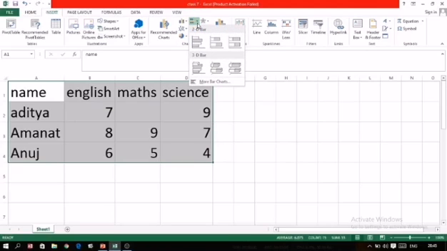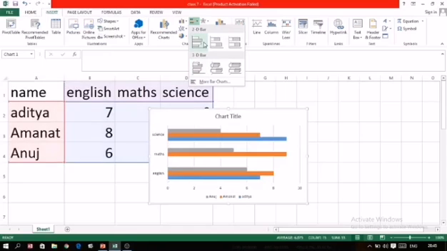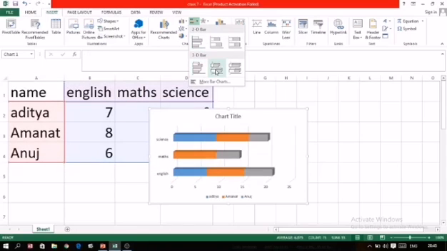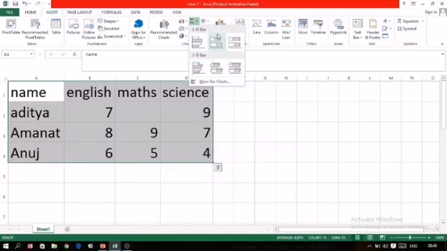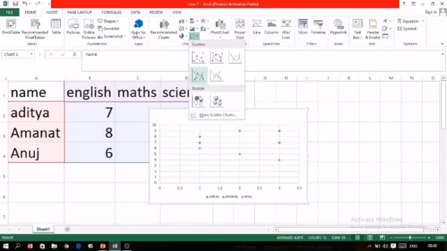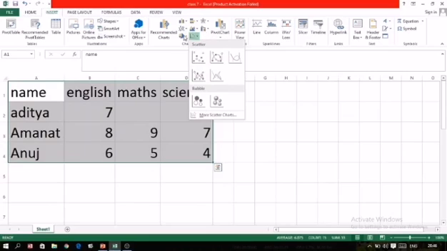In the same way, for the bar chart, different types of bar charts are there, 2-dimensional, 3-dimensional, whatever we want, we can take it. Then the other type is the scatter chart. Scatter charts and the bubble chart are also here. We can select the scatter chart or the bubble chart with line or without line. In this way we can display any type of chart.